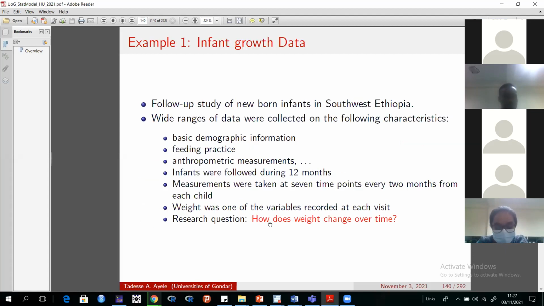Let us start with an example. Example 1, infant growth data. This is a follow-up study of newborn infants in Southwest Ethiopia. A wide range of data were collected on the following characteristics: basic demographic information, feeding practice, and anthropometric measurements. Infants were followed during 12 months. Measurements were taken at 7 time points, every 2 months, from each child. Weight was one of the variables recorded at each visit. Now, the research question is, how does weight change over time? This is one of the examples that we are going to use next.